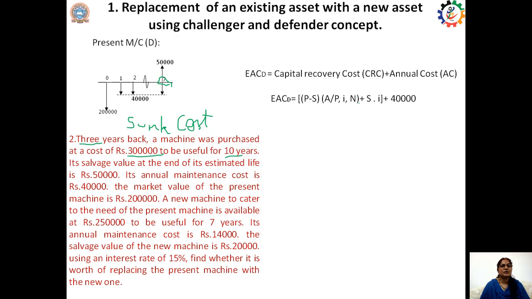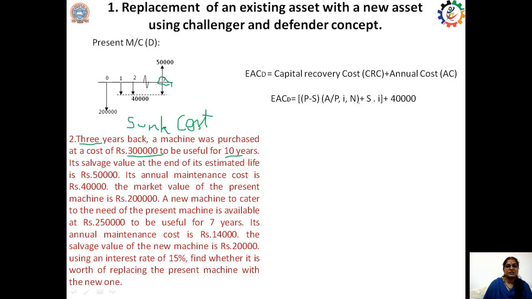So what is the cost of the present machine? 2 lakh. First cost is 2 lakh. That is why this is 2 lakh, not 3 lakh. Very, very important point to be noted. Whenever this kind of sunk cost is given, then it should be carefully considered.